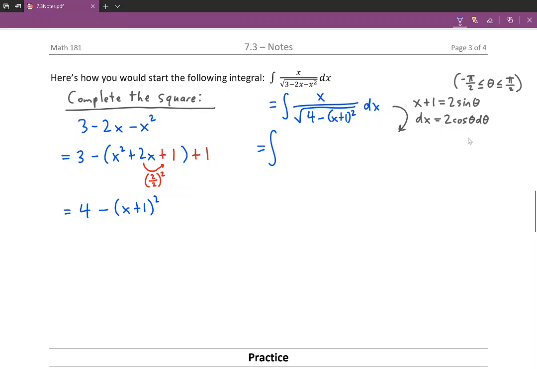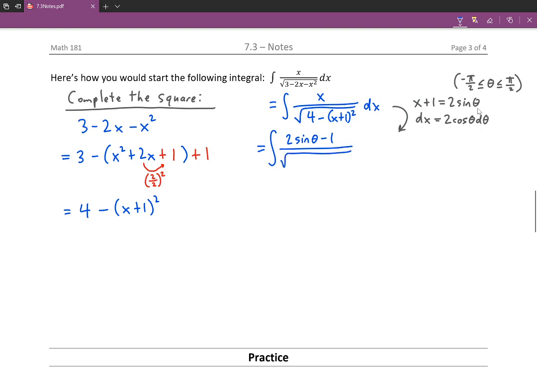One small thing here is we have to replace x. So to replace x, we can take the original substitution here and subtract 1 from both sides, and we'll get x equals 2 sine theta minus 1.